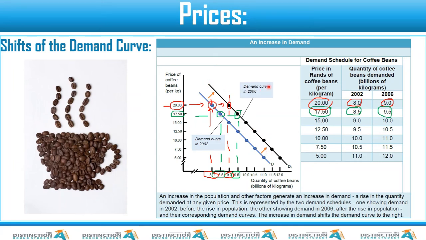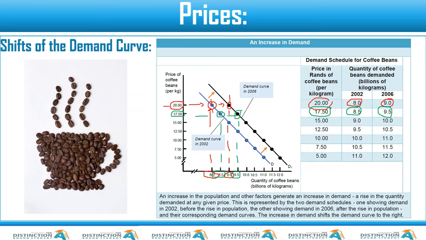So if we were to construct another demand curve for 2006 using the demand schedule for 2006, then we are going to see a rightward shift of the demand curve from the blue demand curve to the black demand curve and the dots corresponding. I think this is clear.